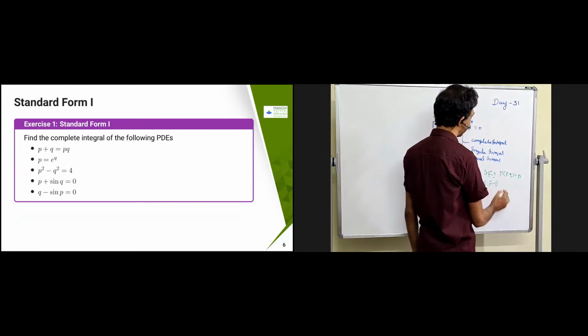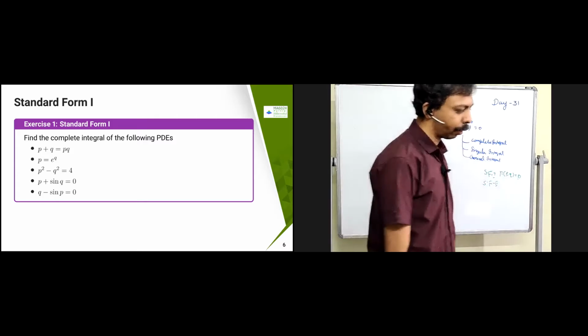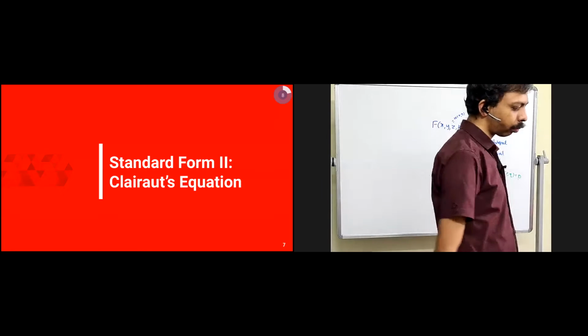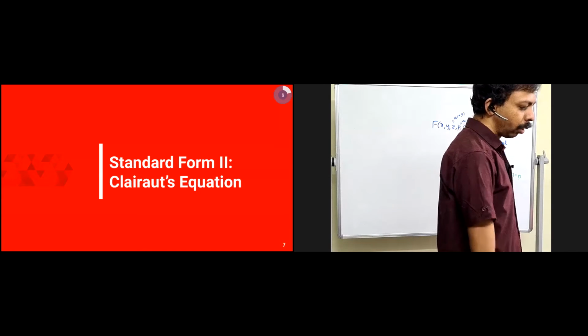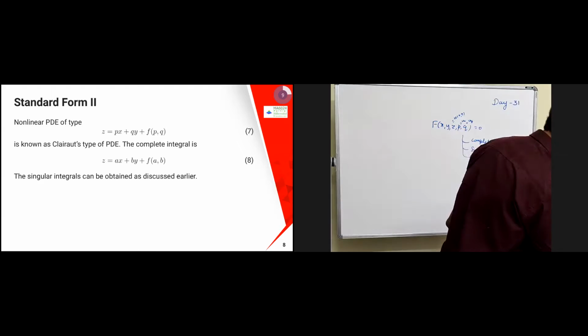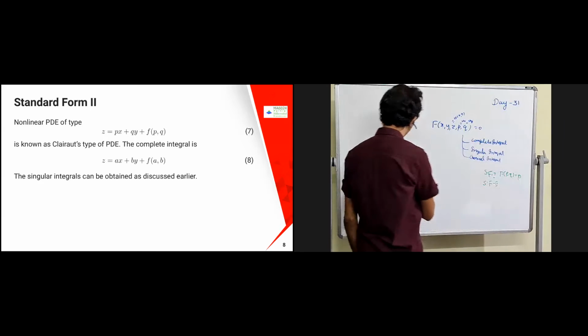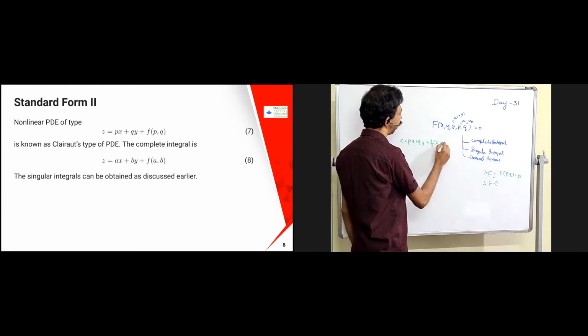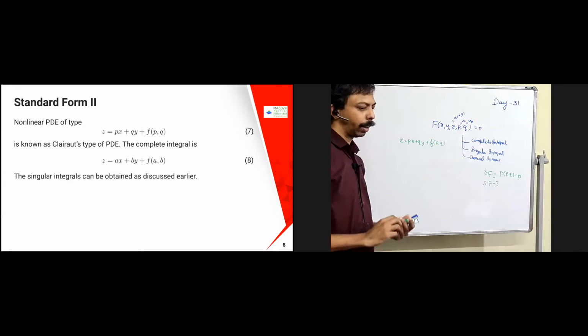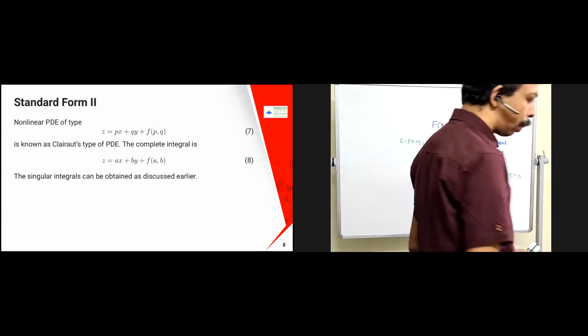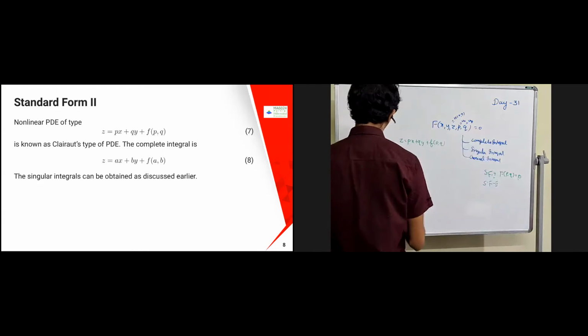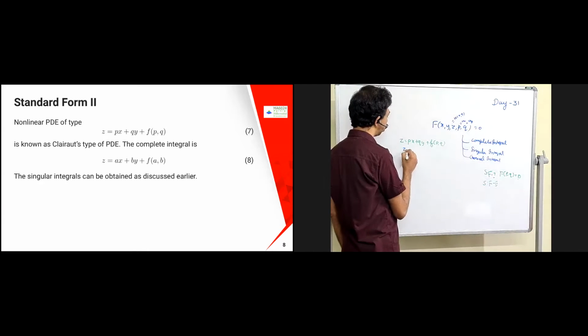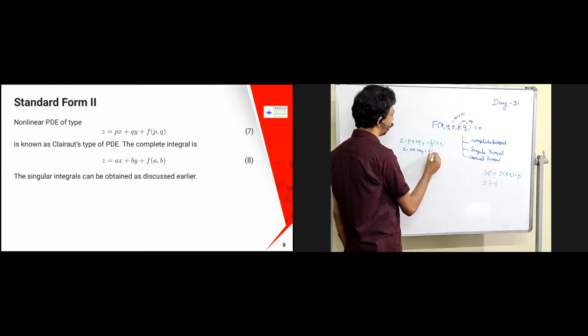This is also called Clairaut's equation. So here we are going to take this form: z equal to px plus qy plus f of p comma q. This is called Clairaut form. Here the complete integral is z equal to ax plus by plus f of a comma b. This is called the complete integral.